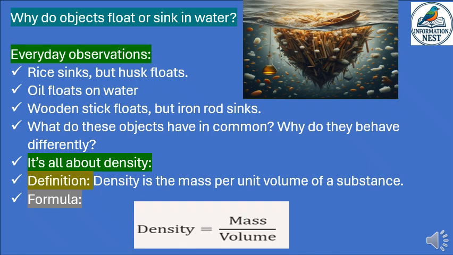Why did the iron rod sink in water? Because it couldn't handle the pressure. So next time you drop something into the water, don't just watch, think density. You are witnessing a core principle of physics in action.